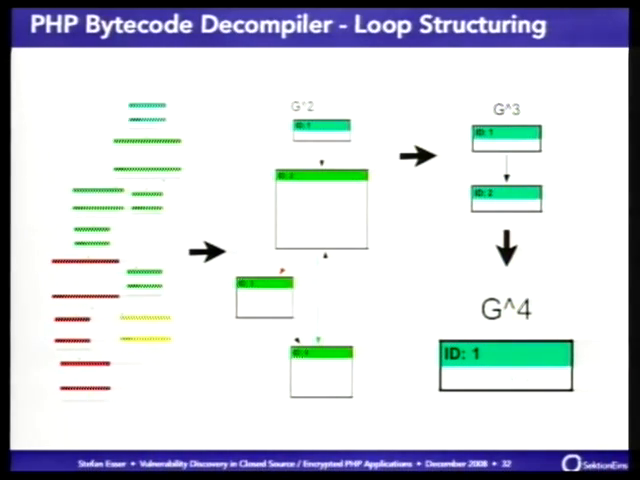You end up with G3, and you do the same again, and you end up with G4. And this is very good because it's a single node, which means the graph is not irreducible. This means you can create a very good disassembly, a decompilation, from it. But if you cannot reduce any further, because the nodes reference each other, then you have a problem.